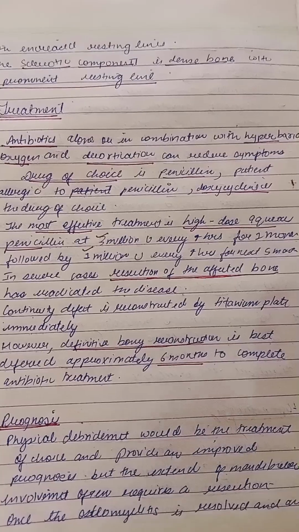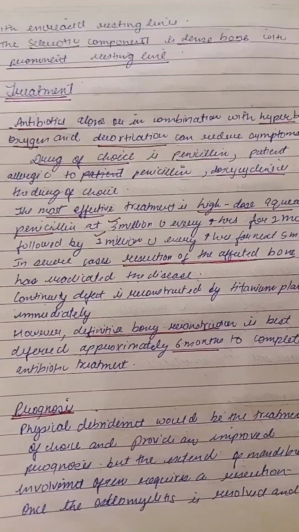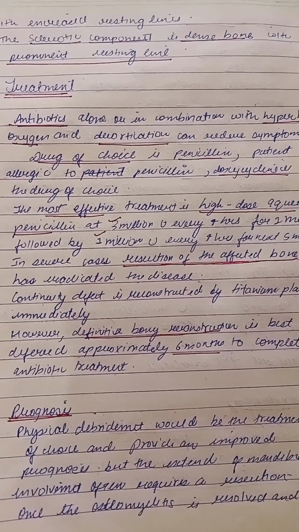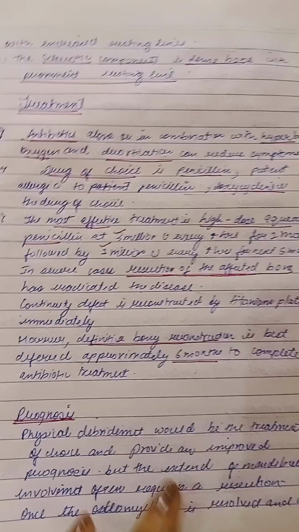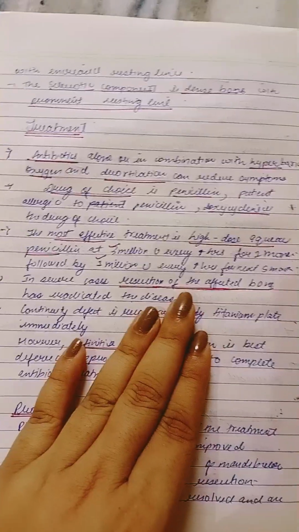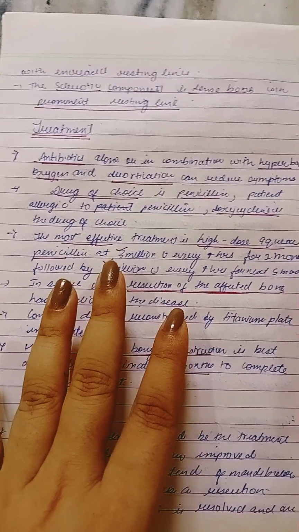Now, what is the drug of choice? The drug of choice is penicillin. And in patients allergic to penicillin, doxycycline is the drug of choice. Okay, when is penicillin most effective? The most effective treatment is high dose aqueous penicillin. What is the most effective treatment?